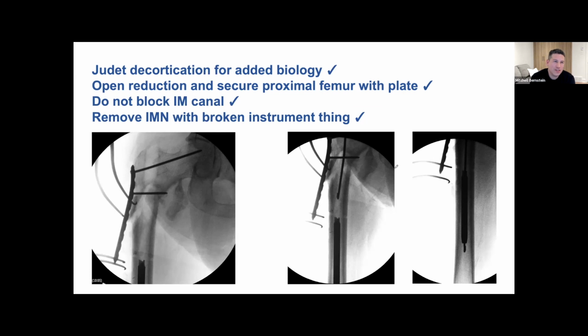So I did an open removal of the nail. Shout out to Jude for decortication, because I have an open approach to remove the cephalomedullary nail. So I added a bit of a decortication, and I used a 3.5 DC plate contoured to help me obtain the alignment, maintain the alignment, and add compression to the tension side of the bone. I do not want to block the IM canal, and I need that cool hook to remove the broken IM nail, which was cool.